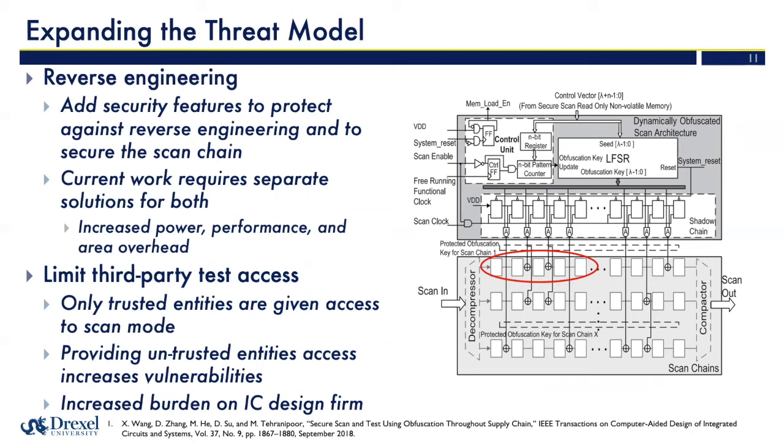Additionally, the encryption or use of the scan chain for only a trusted entity might provide a larger burden on an IC design firm, because only trusted parties can test and validate inputs to the IC. So if we want to add the ability for an untrusted entity to test given patterns, we have to change the formulation of scan chain security as well.